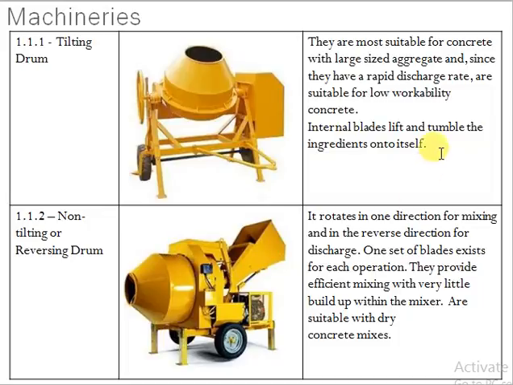Tilting drum mixers are most commonly used where large size aggregate is used, and they have a very good discharge rate. Therefore, they are suitable for low workability concrete. The internal blades of this drum lift and tumble the ingredients onto themselves. Now the non-tilting drum rotates in one direction for mixing, and it rotates in the opposite direction for discharge of concrete, as we just discussed in the case of the mixing drum of a ready mix concrete truck.